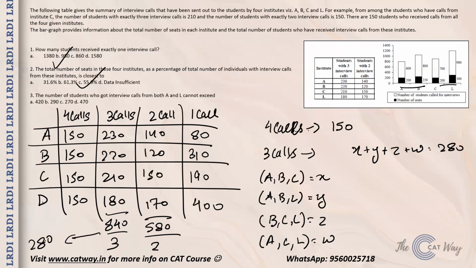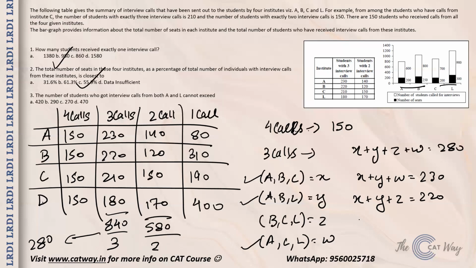Now guys, people who got calls from A are present over here and over here. So what we know is that the value of X plus Y plus W will be 230. Now the people who have been in B, their value will be X plus Y plus Z and the total will be 220.